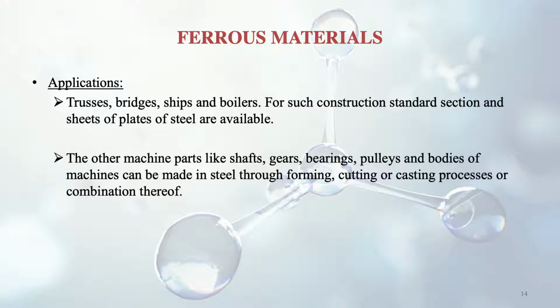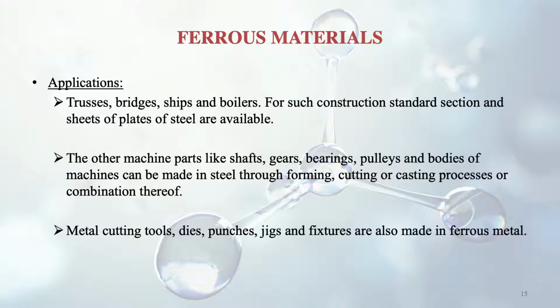Other machine parts like shafts, gears, bearings, pulleys and other body parts of the various machines are made of steel, and there are certain processes through which they are made, like forming, cutting or casting. You are taught about these processes in manufacturing science also. Metal cutting tools, dies, punches, jigs and fixtures are also made in ferrous metal. So this is a very strong material, so it is used for the purpose of cutting also. Cutting tools are generally made of steel, high carbon steel.